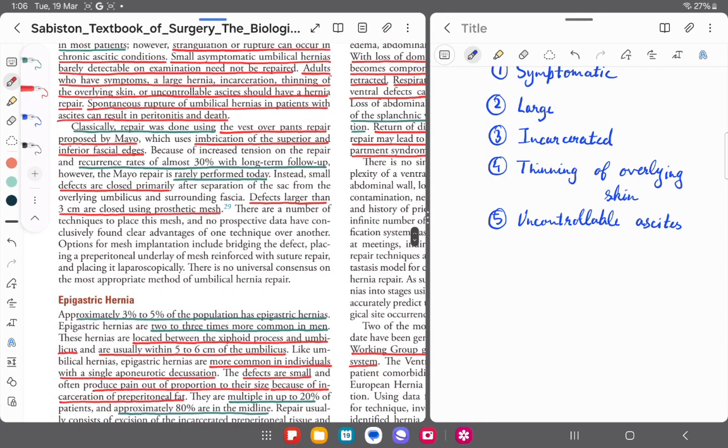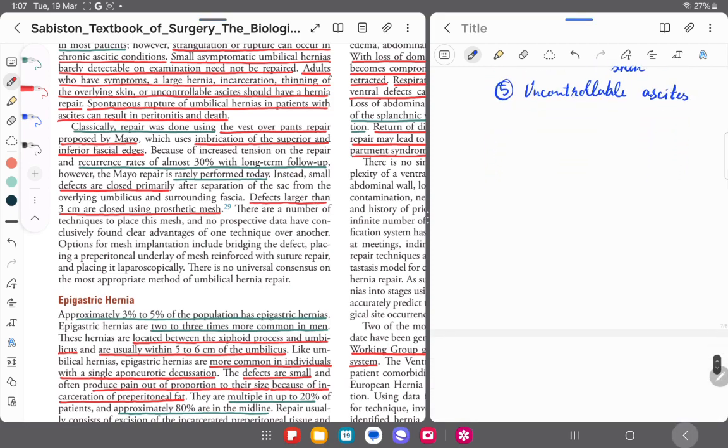So classically repair was done using the vest over pants repair. What is the vest over pants repair? It was proposed by Mayo, so it's called Mayo's repair, which uses imbrication of the superior and inferior fascial edges. Recurrence was very common in this Mayo repair, almost 30% with long-term follow-up, and so it is rarely performed today. Defects are closed primarily if the hernia is small. If the defect is larger than 3 cm, then it is closed using a prosthetic mesh.